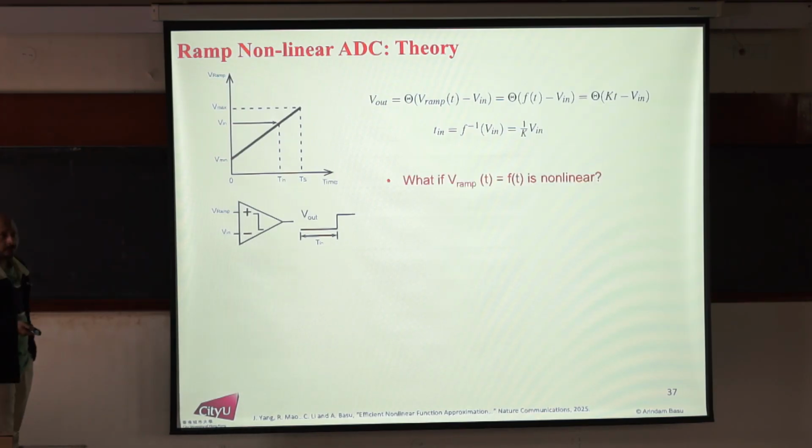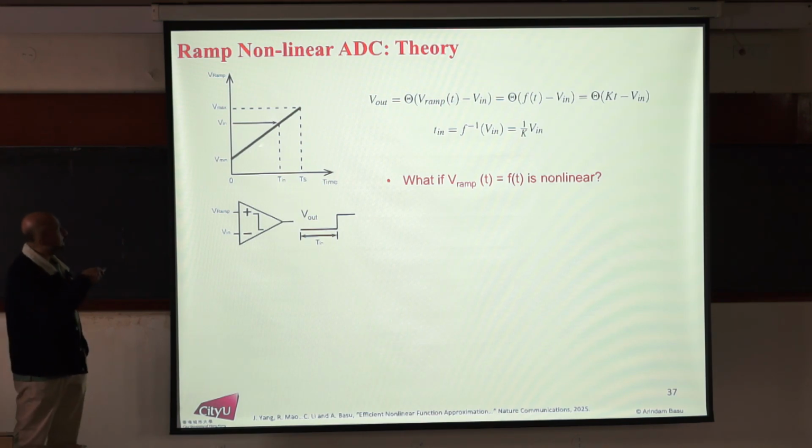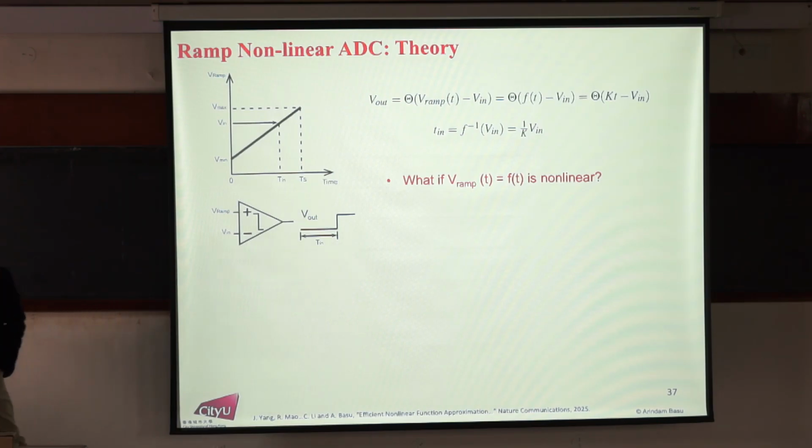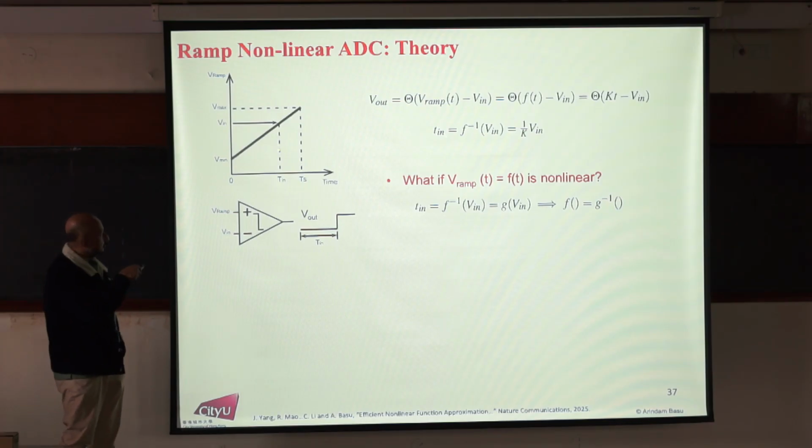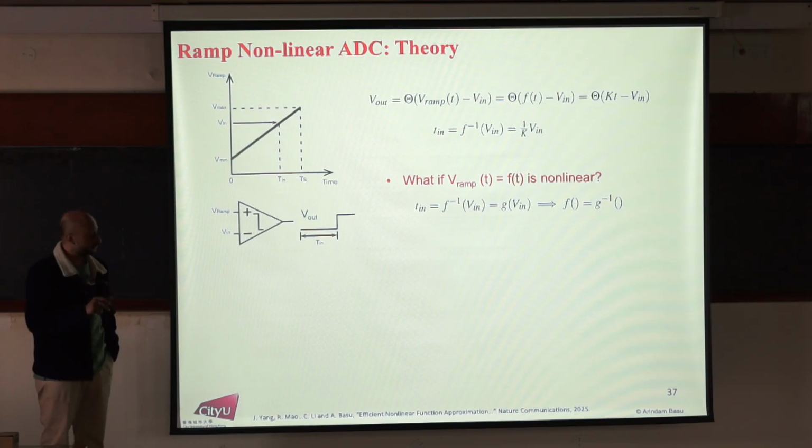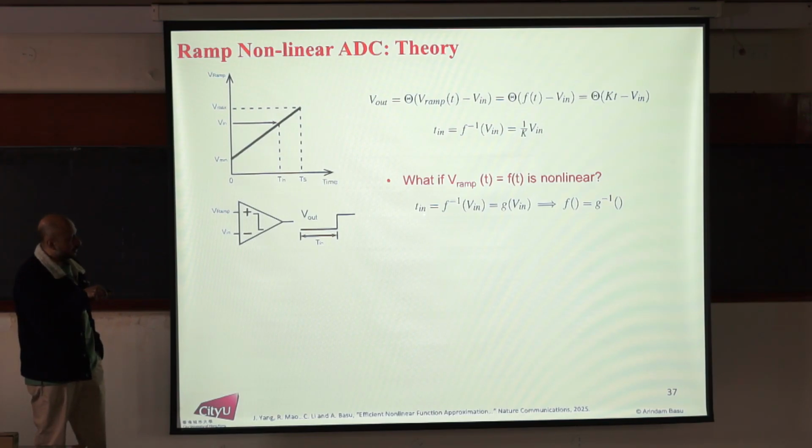So my question now is, nobody has told you that this has to be a ramp. What if I change the shape of this function? What if I make it some nonlinear function? What will happen? So now you see what happens here is, again from this equation, the zero crossing time is actually the inverse function of Vin. So suppose the inverse function exists, then what I'm computing here is some g of Vin, some nonlinear function of Vin, where this nonlinear function is actually the inverse of f.